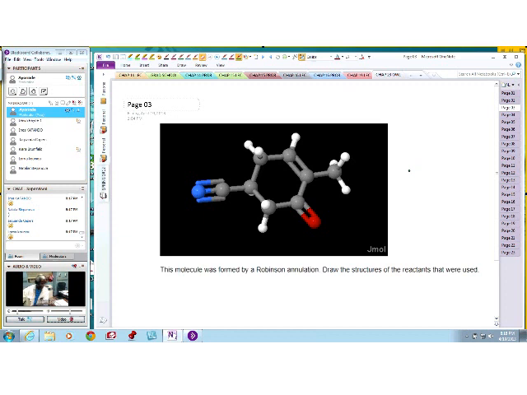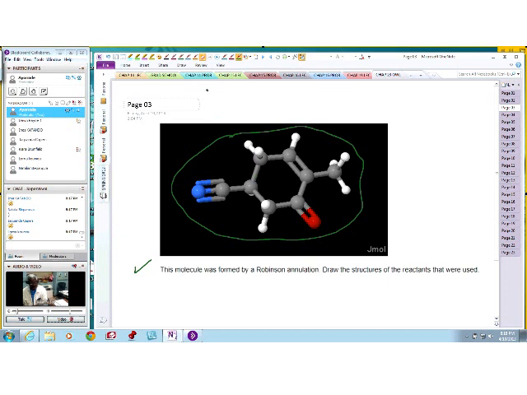Lola, is your mic working? If your mic is working, can you read this question for us? This molecule was formed by a Robinson annulation. Draw the structures of the reactants that were used. Okay, thank you, and very good. So this molecule they have given us was formed by Robinson annulation. And now they want us to draw the structures of the reactants that were used to make this molecule.